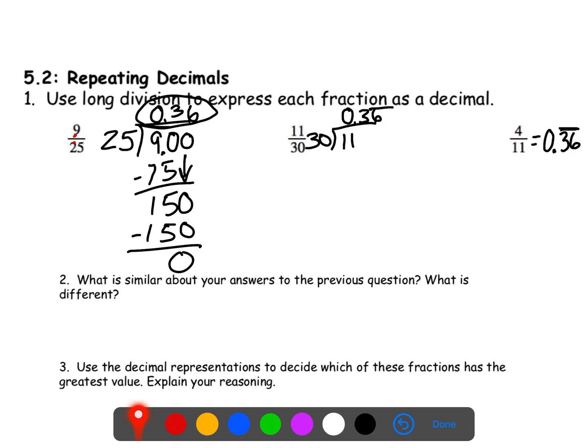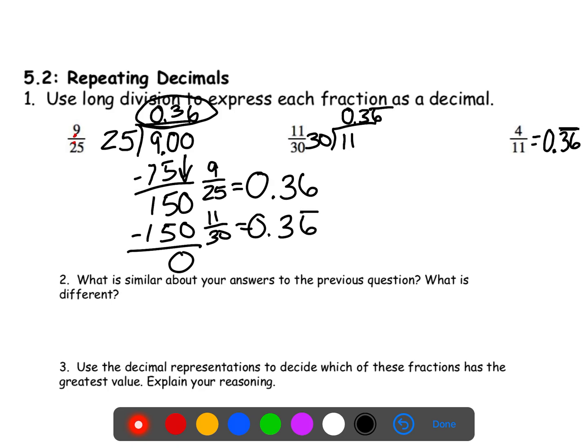But the next part asks to order these with the greatest value. Which has the greatest value? So these are not the same answers. This repeating amount changes it very much. So if we look at the first one, 0.36, and that was 9 25ths. If we look at the next one, 11 30ths, we get 0.36 with the 6 repeating, and with 4 11ths, again, we get 0.36 with both digits repeating.